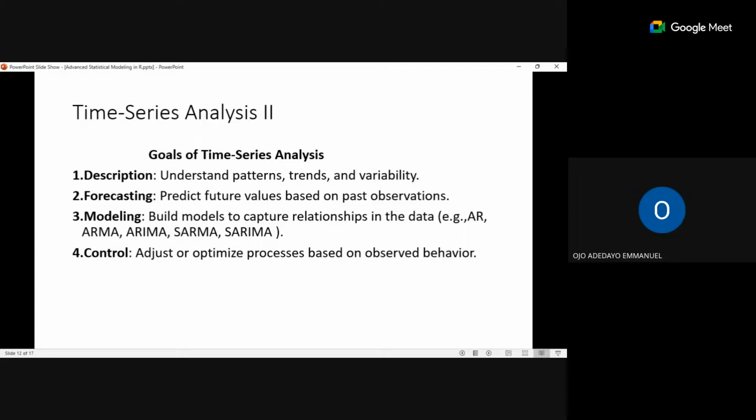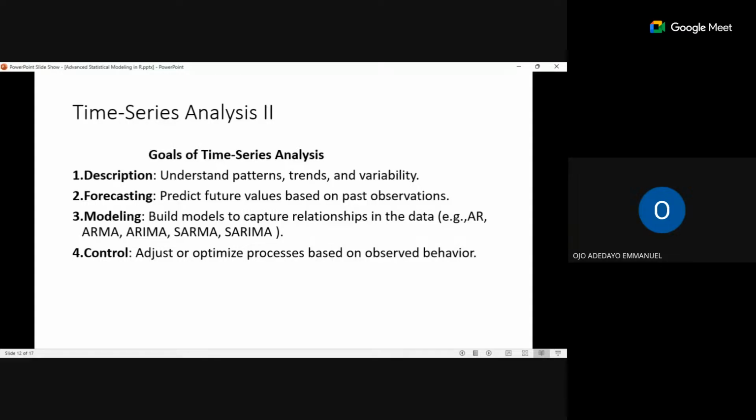It will not be like something that you don't prepare for. So that is why we normally develop models for prediction and forecasting. Then modeling: build a model to capture relationships in data.